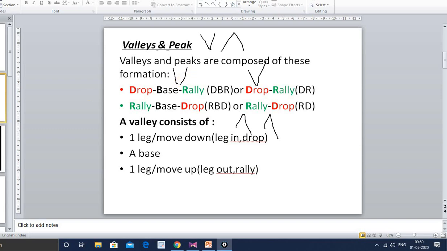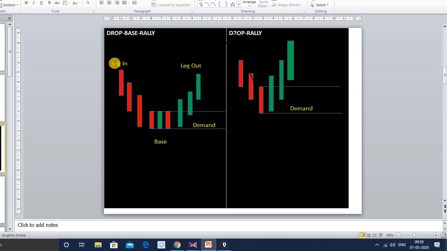Okay, we'll see through an example. See this chart, this one is leg in, drop. Here it made a base. Okay, see, this is a drop. Here it made a base, and then price rallied, and then we draw demand in the base. Okay, so this is how a drop, base, rally forms a V shape valley, or it could be just drop and then rally.